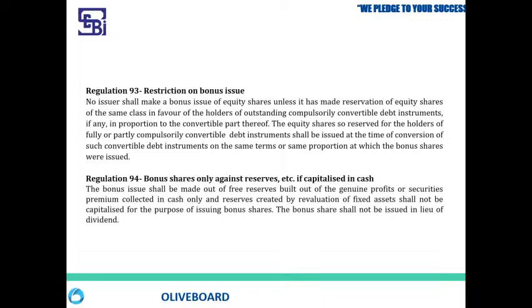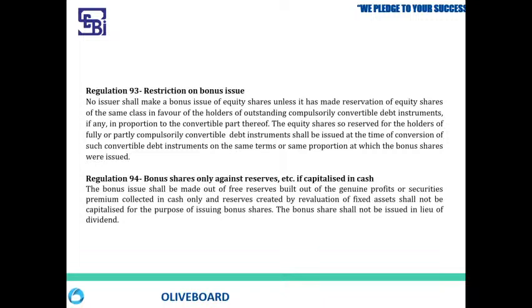So at the time of issue of bonus, if you have any CCDs, compulsorily convertible debt instruments, make sure that you have a reservation for those things also. You have to keep a portion of your bonus for those also. Then you make a bonus issue. That is the second regulation.